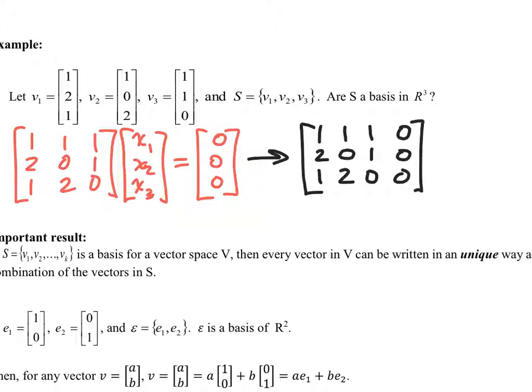So, reduced row echelon form of matrix A. And shockingly, I got the trivial solution.